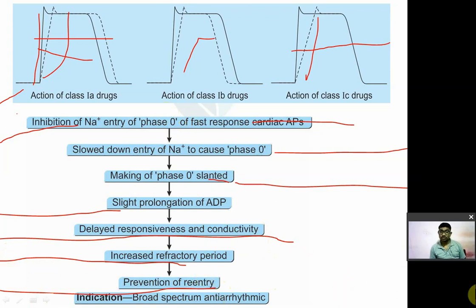broad spectrum anti-arrhythmic drug, quinidine. But this quinidine has a lot of adverse effects, and that's why it is no more used. Instead of that, another drug known as adenosine is also a broad spectrum anti-arrhythmic. So we'll see the details regarding quinidine.